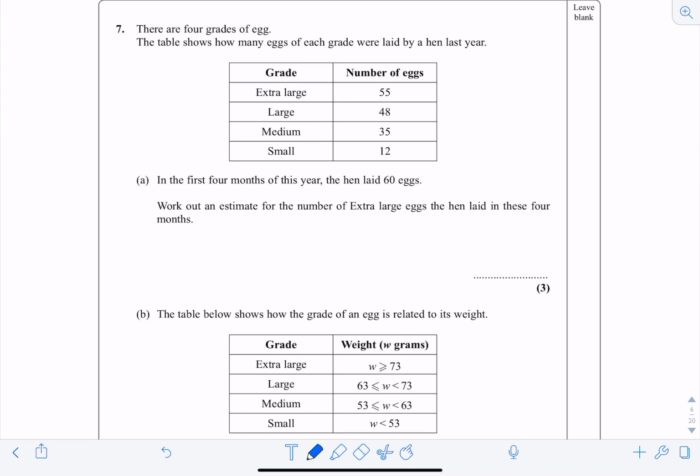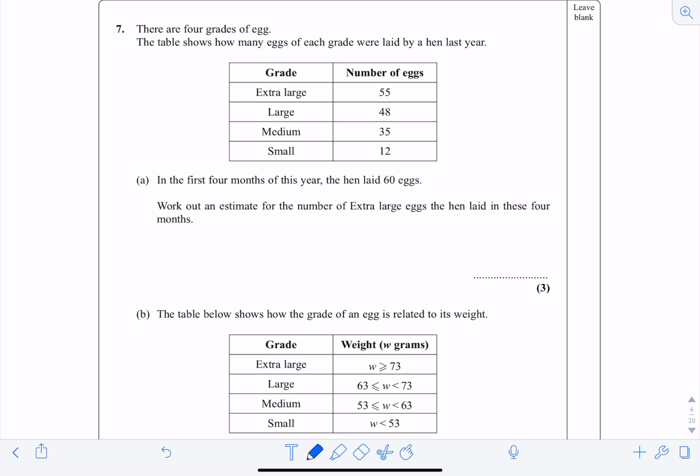There are 4 grades of egg. The table shows how many eggs of each grade were laid by a hen last year. Who comes up with these things? Right. In the first 4 months of this year, the hen laid 60 eggs. Work out an estimate for the number of extra large eggs the hen laid in these 4 months.